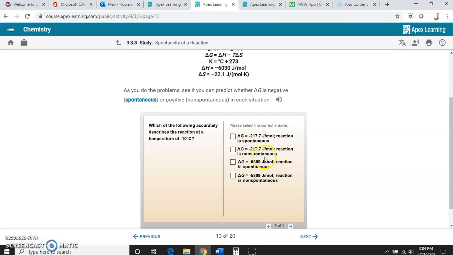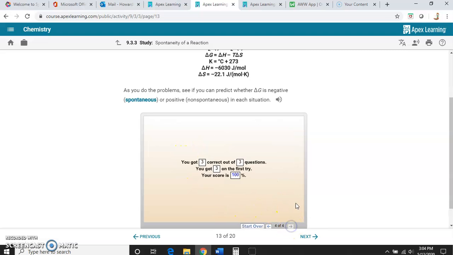Is it going to be spontaneous or non-spontaneous? Well, it's negative this time. It's going to be spontaneous. Negative 10 degrees, that's below freezing, so we do know that ice does freeze at this temperature.